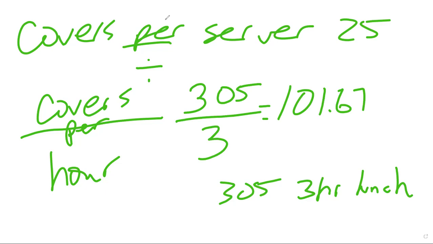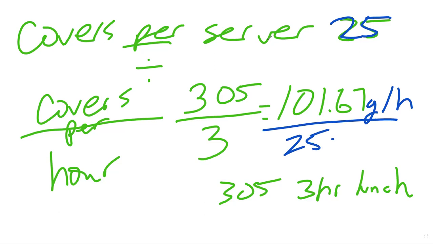My standard for covers per server is 25. So if I expect every one of my servers to be able to handle 25 guests in 1 hour, and we have 101 guests per hour, I can divide that by my 25 guests per server. And what do you get?